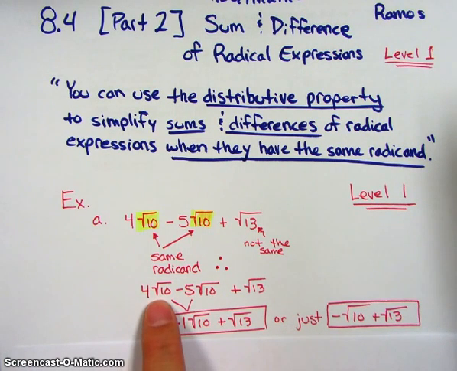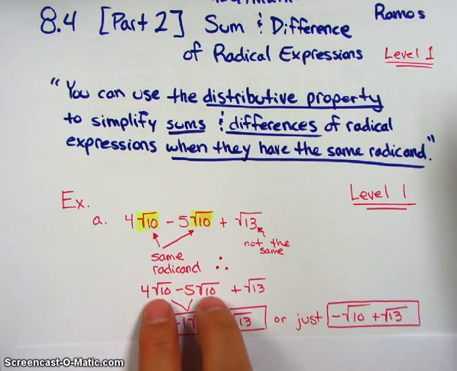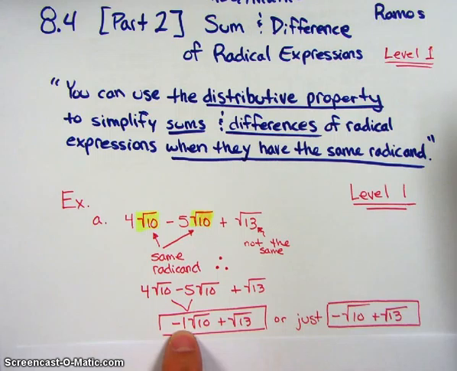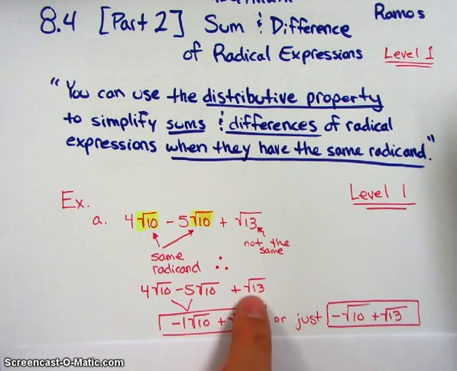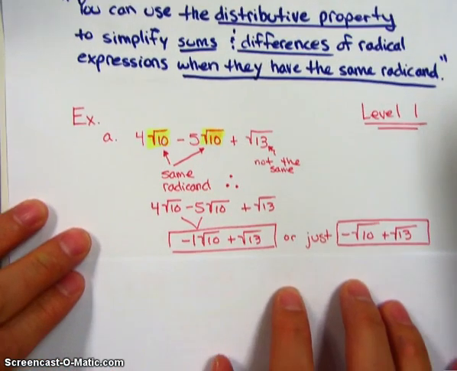So 4 rad 10 minus 5 rad 10. I can't simplify the rad 10 any further, so I can just take 4 minus 5, and I get negative 1 rad 10. Over here, the radical 13 has no one to combine with, so it stays the same. You can see it like this, or a lot of us know that little ninja 1, sometimes it's there, sometimes it's not, so you could just write it like that. Okay? All right, let's try another example.